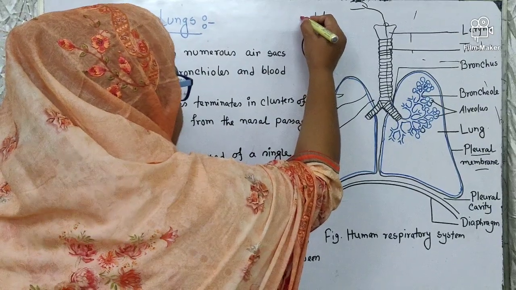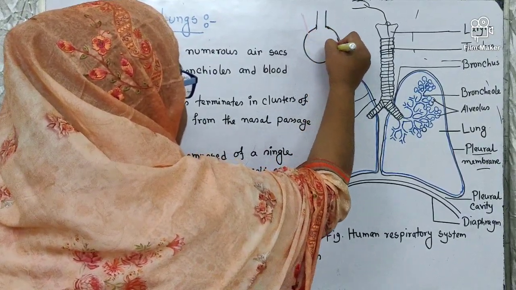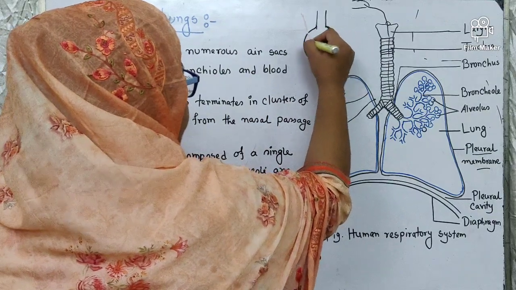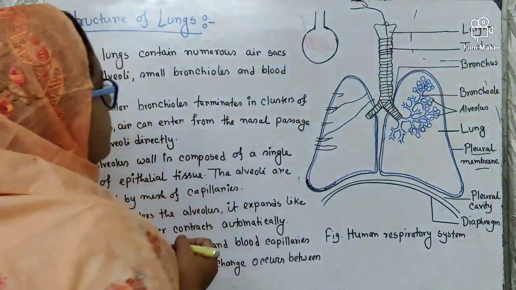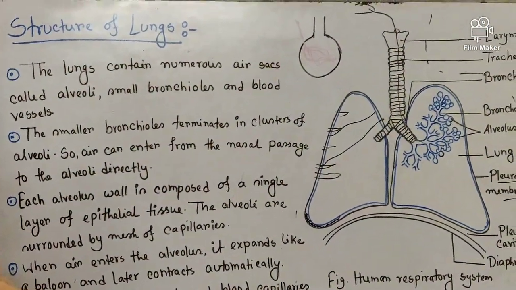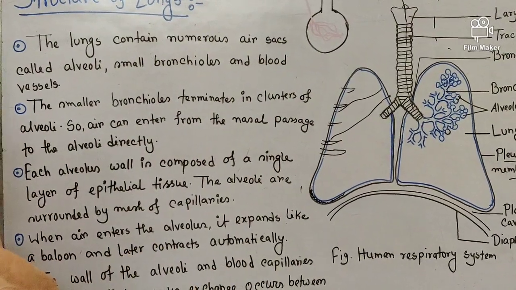If this is an artery, the red color indicates the oxygen enriched blood, and the branches are known as the mesh of capillaries. Okay.